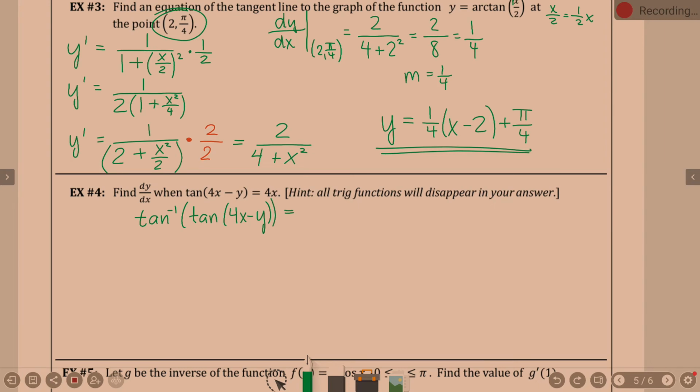So basically, I just put a tangent inverse in front of the left. And if I did that on the left, we're going to do it on the right. So on the right, it's going to be the tangent inverse of 4x. Now, tangent inverse of tangent. What do you think those guys do to each other? They cancel, right? They undo each other. So if you take the tangent inverse of the tangent, they're going to undo each other, and I'm just left with the insides, which is 4x minus y. So 4x minus y equals tangent inverse of 4x.